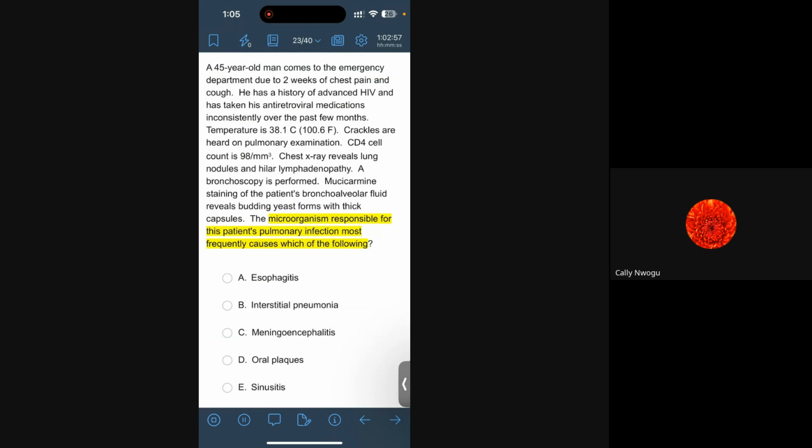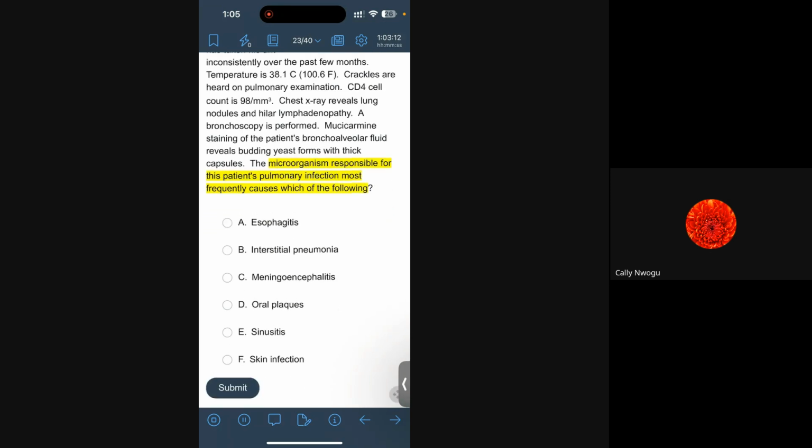The patient is showing signs of lobar pneumonia, not interstitial pneumonia. Pneumocystis jirovecii pneumonia is not lobar pneumonia. The microorganism responsible for the patient's pulmonary infection most frequently causes which of the following?